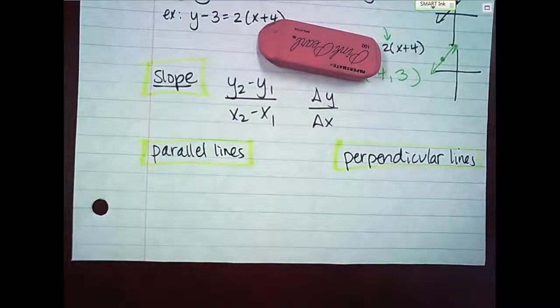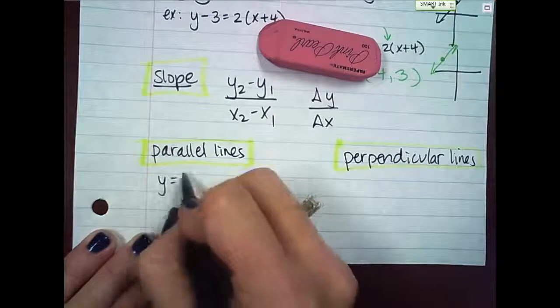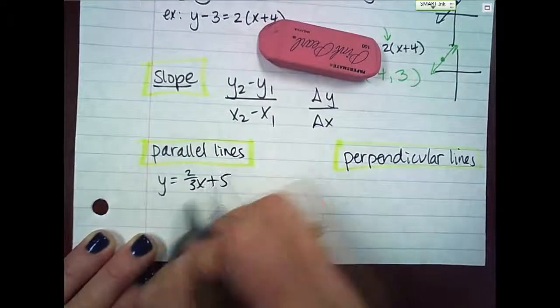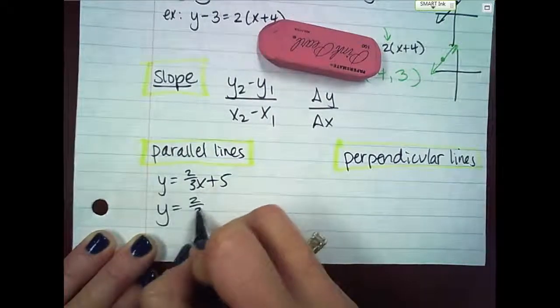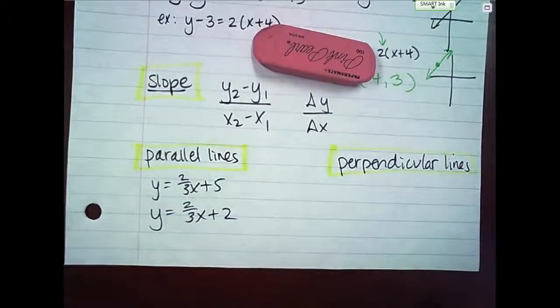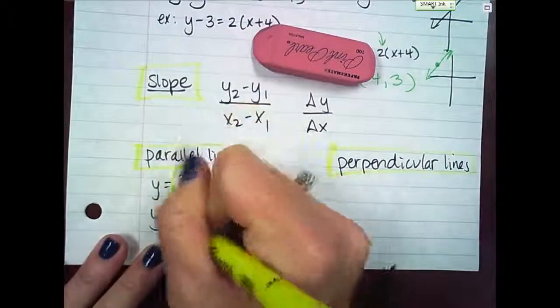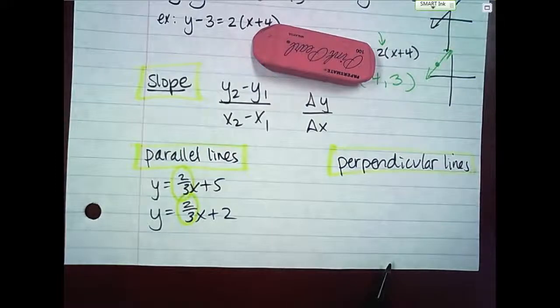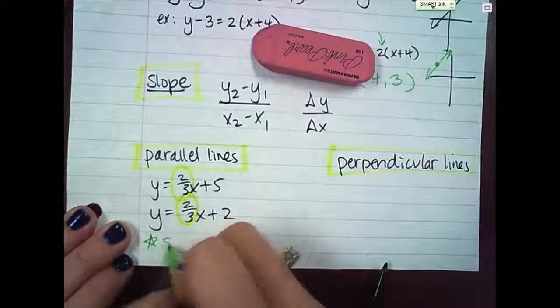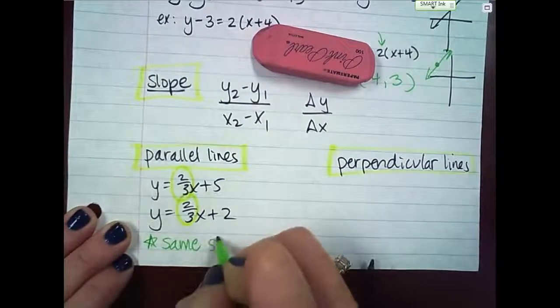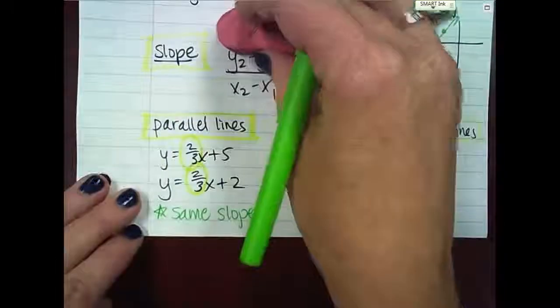Remember parallel lines? What do we know about parallel lines? How can I look at a line even though it's not graphed and know it's parallel? The slopes are the same. Good. So for example, y equals 2/3 x plus 5 and y equals 2/3 x plus 2. I'm going to know they are parallel because they have the same slope. That's how I know.